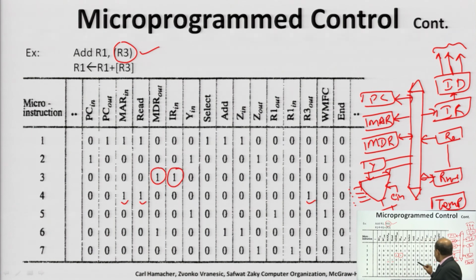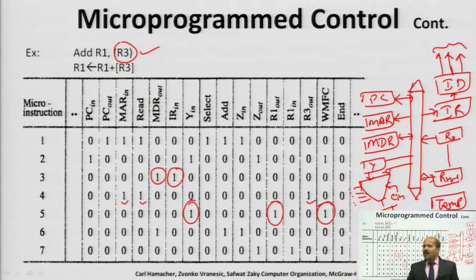And in the fifth step you can see the Y in signal was enabled, the R1 out signal is enabled and the WMFC signal was given. Likewise, in the sixth step and in the seventh step various control signals are issued.